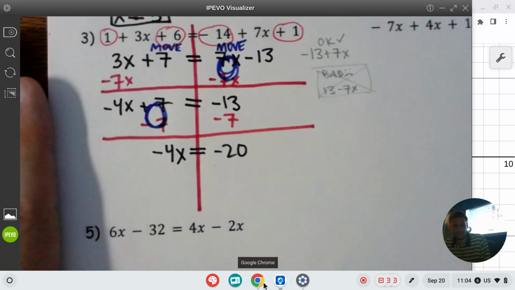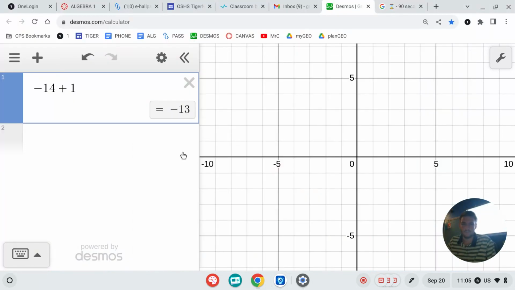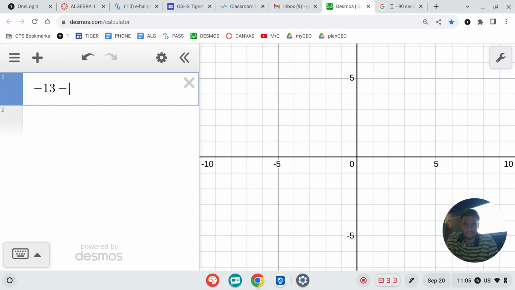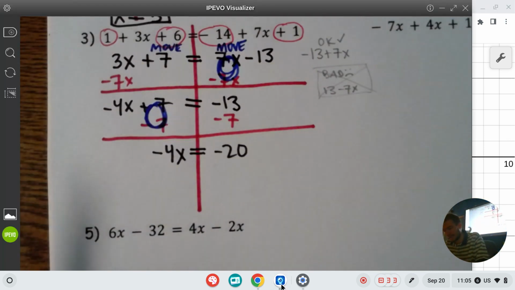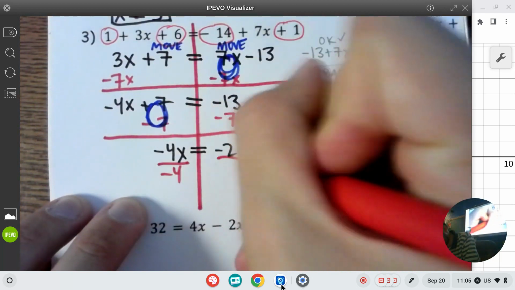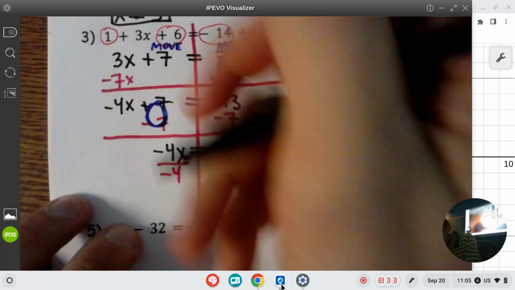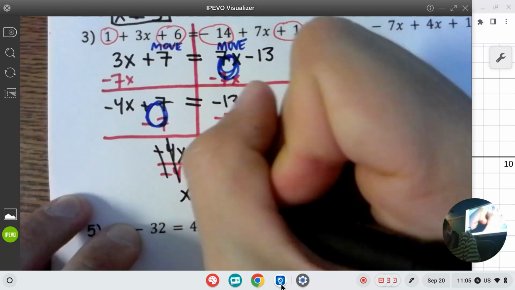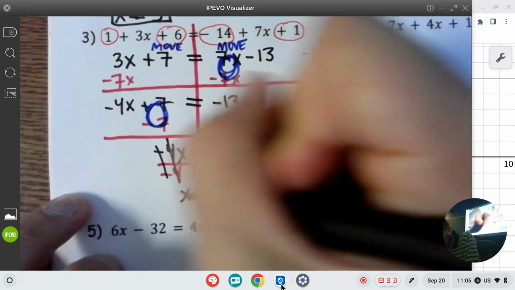I heard somebody say you're correct, just to prove it. Negative 13 minus 7 is negative 20. Of course, saw that one coming. Finish it up with divide every time. Divide by negative 4. What do we think? X equals 5.